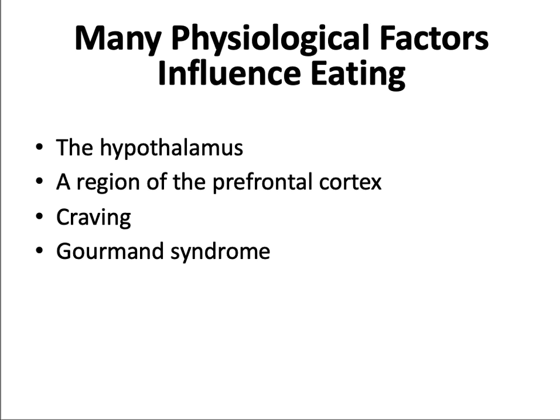The craving triggered by seeing tasty food is associated with activity in the limbic system. And damage to the limbic system or the right frontal lobe sometimes produces gourmand syndrome, in which people become obsessed with the quality and variety of food and how food is prepared.